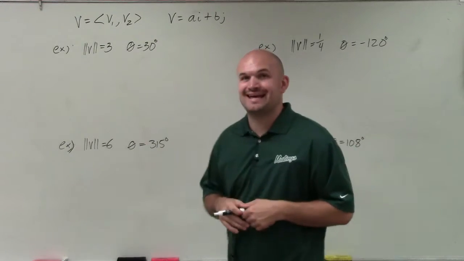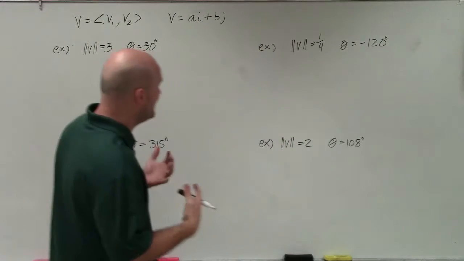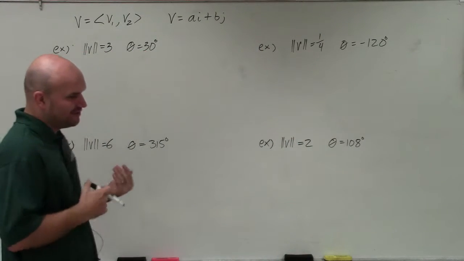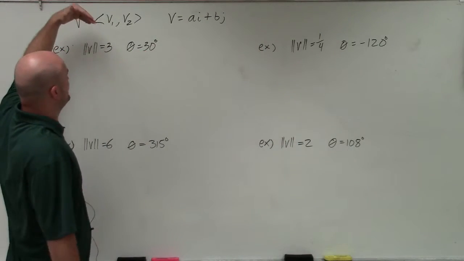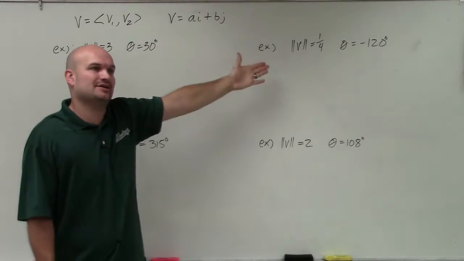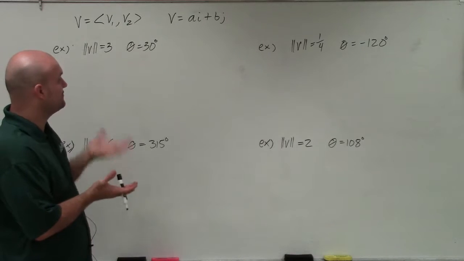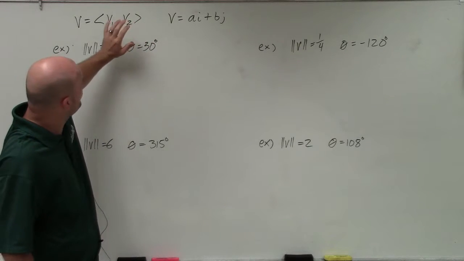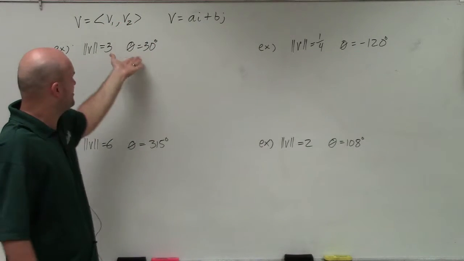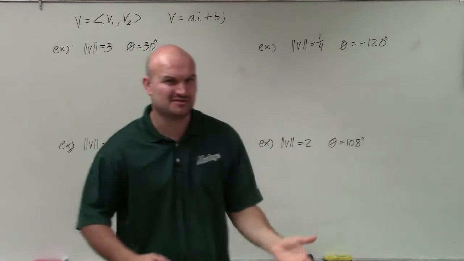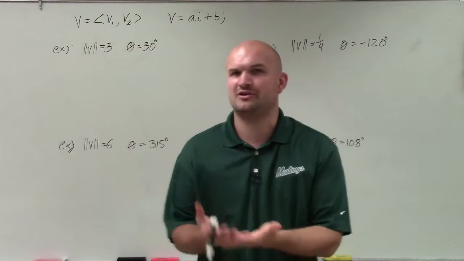So what I'd like to do is show you how to write a vector when given the magnitude and angle. Previously, when we were trying to write a vector, we were using component form or a linear combination. Given this information, it's going to be pretty difficult to write it in component form or as a linear combination when we're just given an angle as well as the magnitude. So we don't have a formula right now for that.